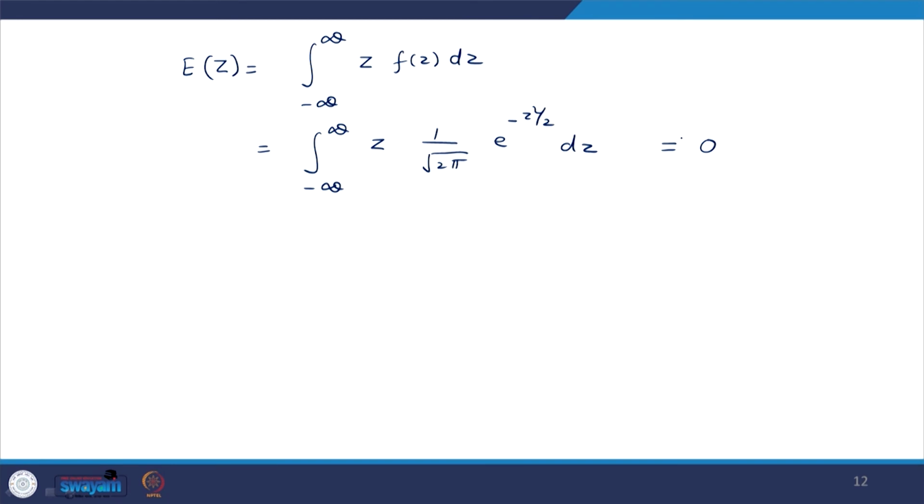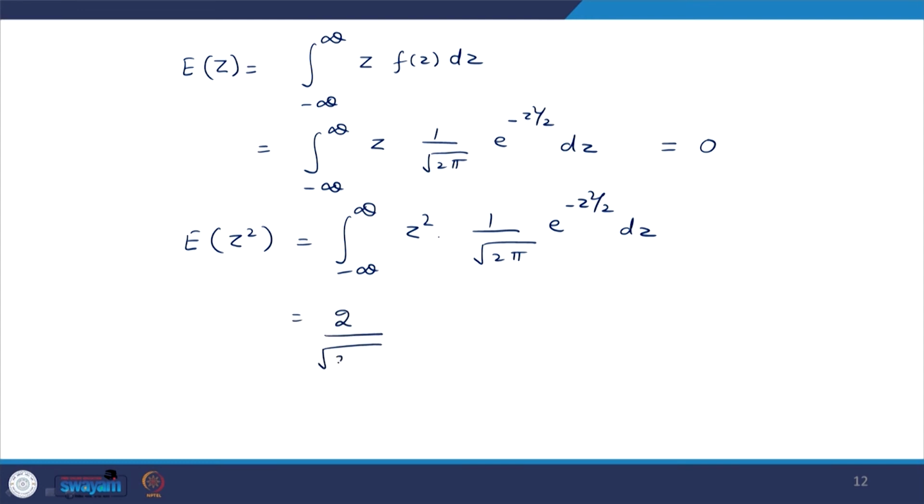Okay. Now to compute the variance, you have to compute the expectation of z square, that is the integral of z square times 1 upon under root 2 pi e raised to the power minus z square upon 2 dz. Now it is an even function, so it will be 2 times 1 upon under root 2 pi, integral from 0 to infinity of z square e raised to the power minus z square upon 2 dz. Now you can take z as under root 2 times t, suppose.